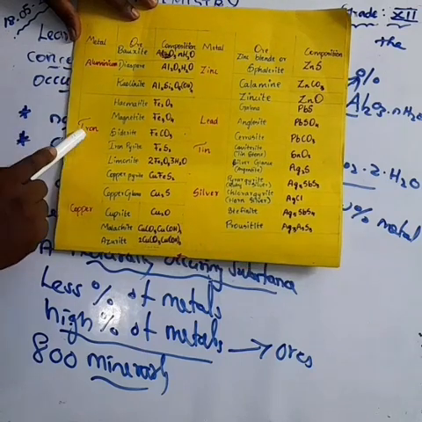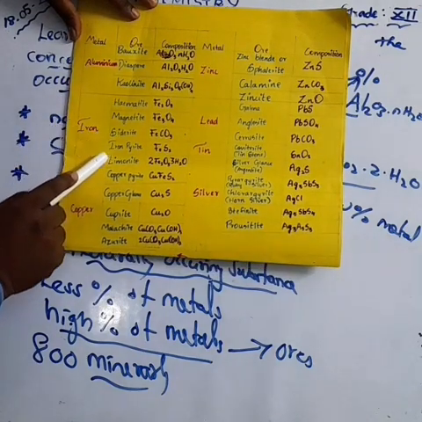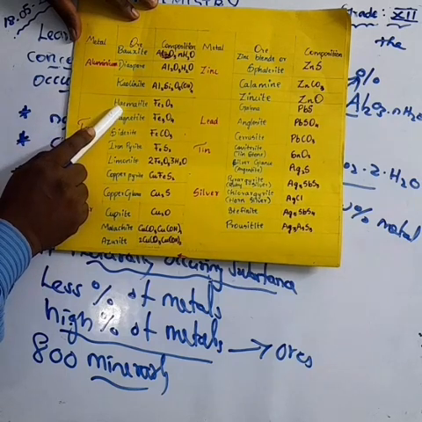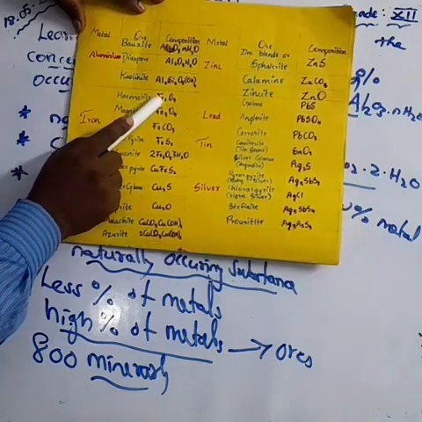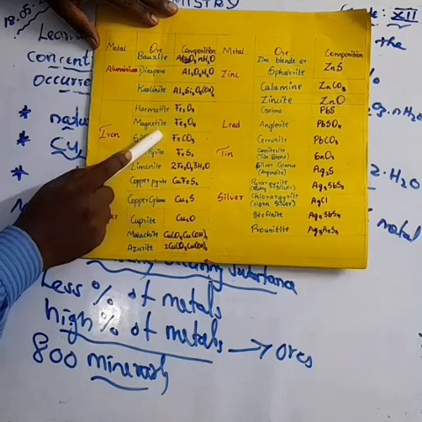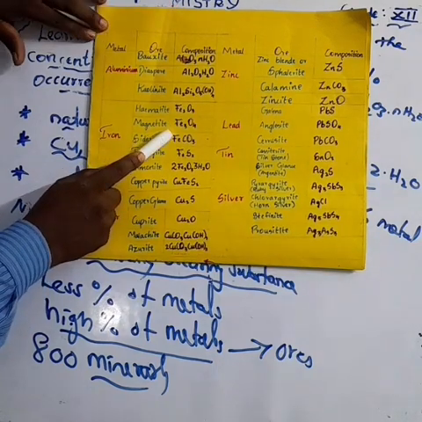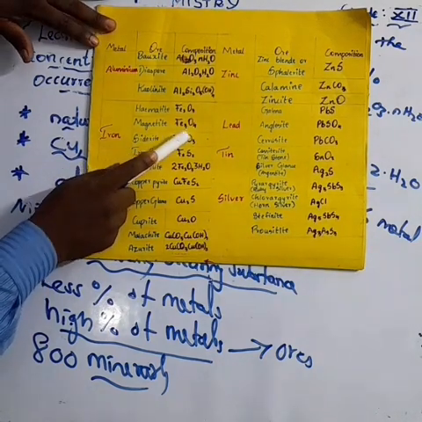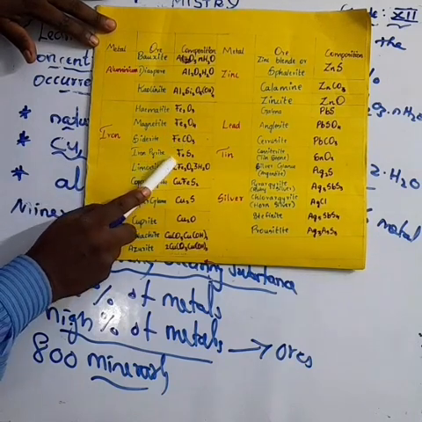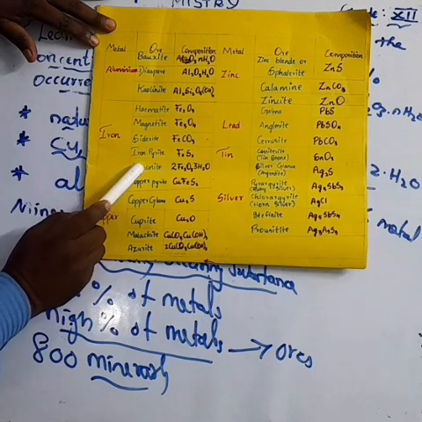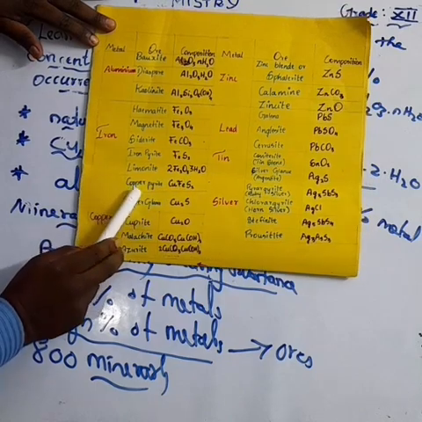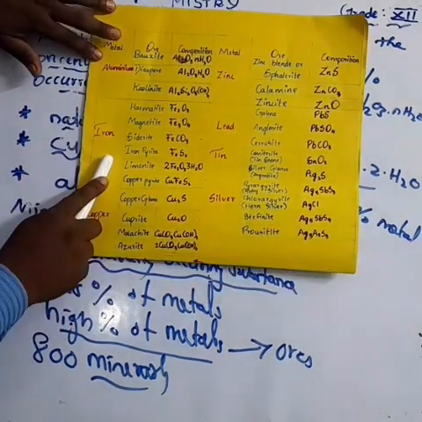Iron has 5 types of ore. One is hematite. The formula is Fe2O3. Next one, magnetite, formula is Fe3O4. Siderite, formula FeCO3. Iron pyrites, formula FeS2. Limonite, formula Fe2O3·3H2O. These are the ores of iron.